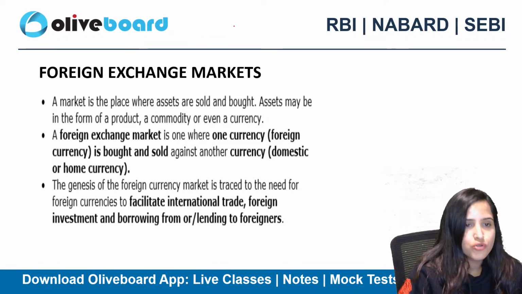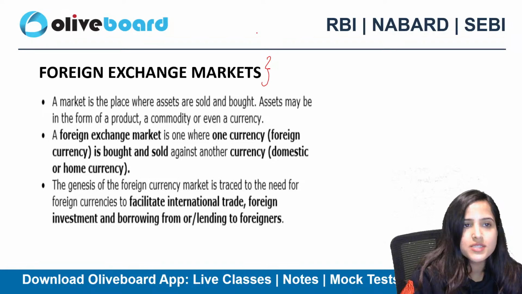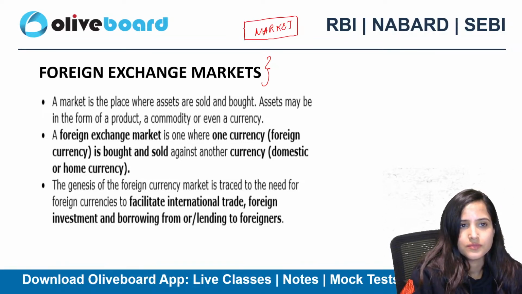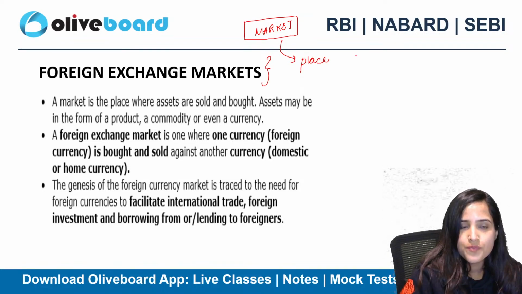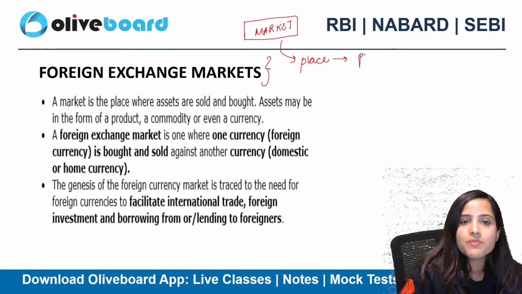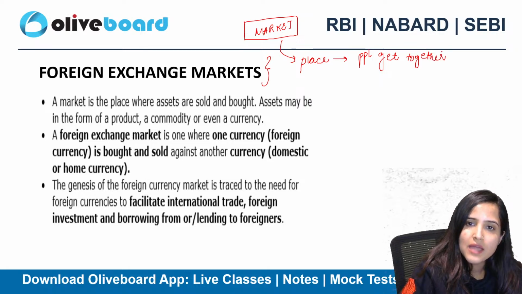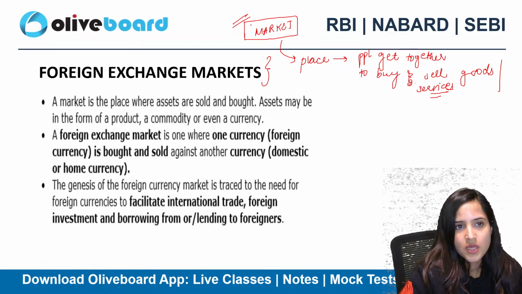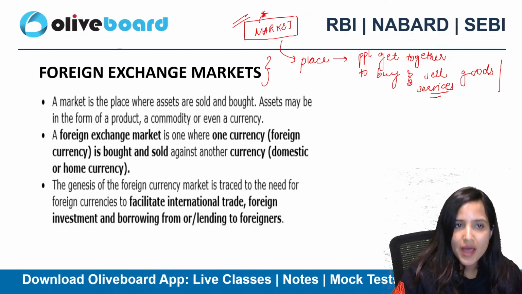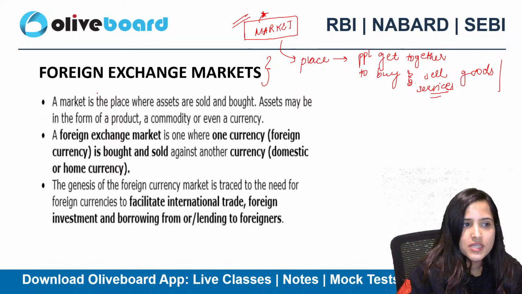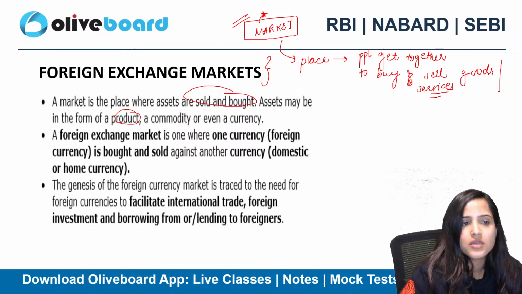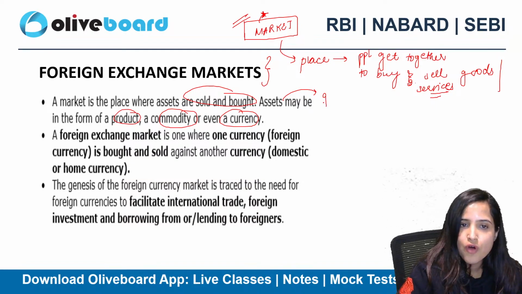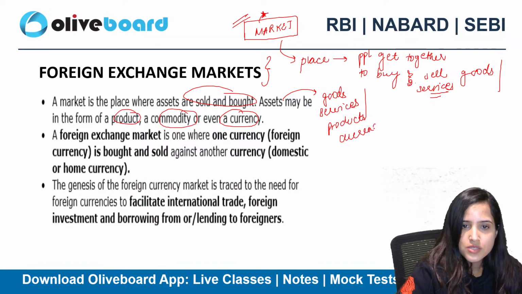All right. So first, in order to understand foreign exchange markets, we need to understand what you mean by a market. What is a market? A market is a place where things are bought and sold. It is a place where people get together to buy and sell goods or services or any kind of asset. So that is what is called a market. A market is an arrangement which talks about people who want to sell and people who want to buy. So it is an arrangement between those kinds of players. It is a place where assets are bought and sold. They may be in the form of a product, a commodity, or even a currency. So assets can be in the form of goods, services or products, or currency. Okay, so that is what a market is.